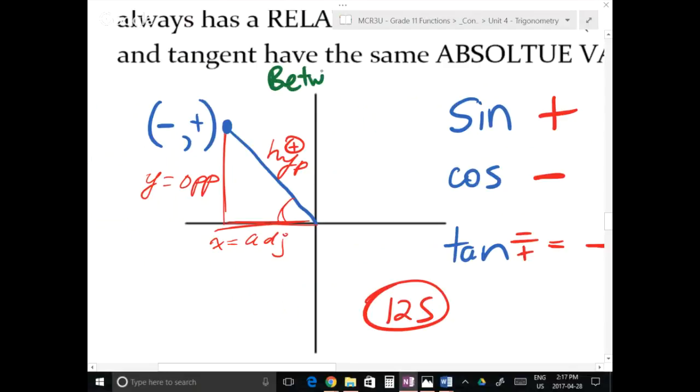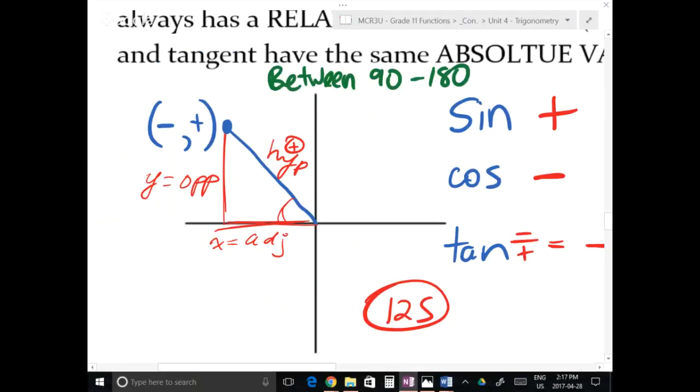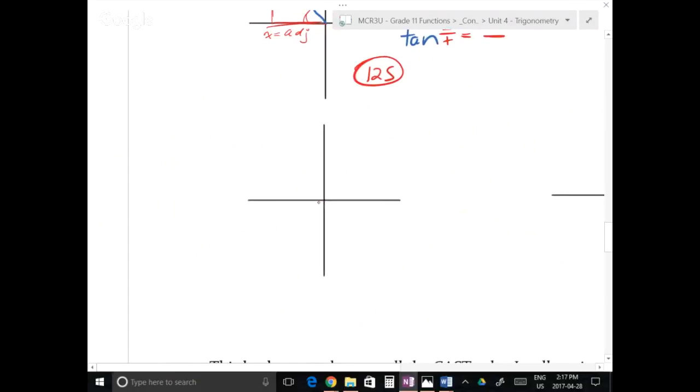So this is between 90 and 180. If you want to write that, you don't really need to, you can see it, but sometimes it doesn't hurt to draw it. And what about this down here? See if you can tell me the same information for down there.